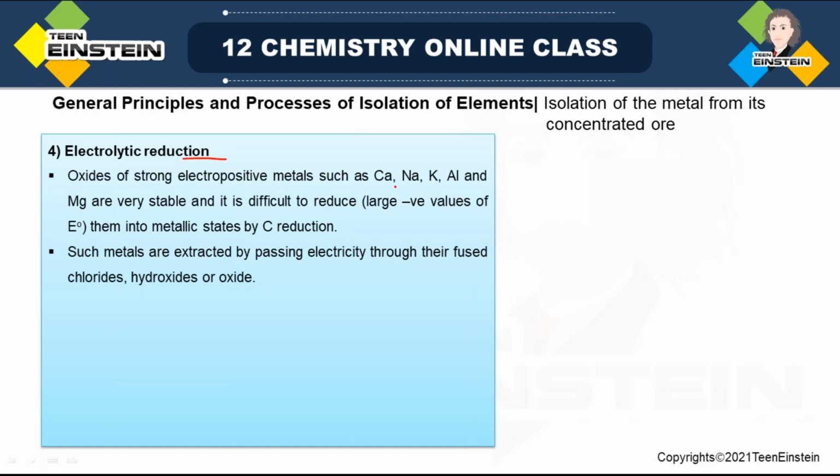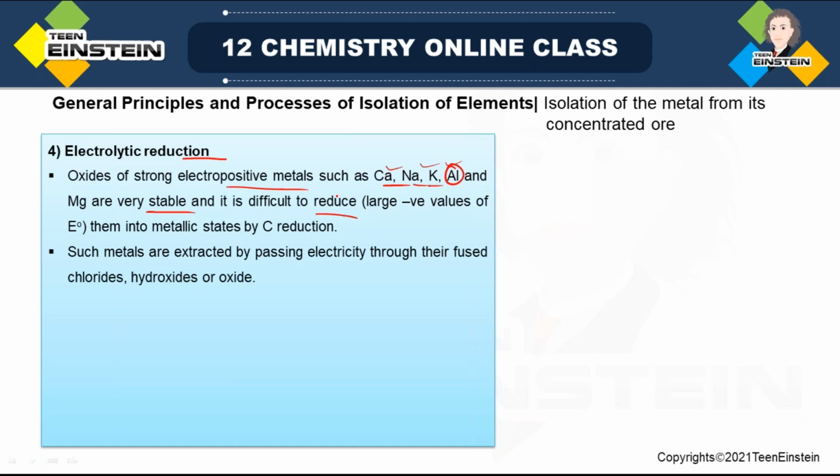For example, these s block metals, and also aluminium, which is from the p block, but is also electropositive. Their oxides are of strong electropositive metals, and these are very stable. Why are they very stable? Because as they are very reactive in nature, they will always remain in oxidized form. So that is why their oxides are so stable. So it is difficult to reduce them because their oxides are stable.